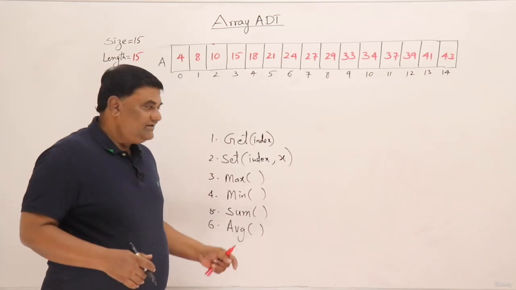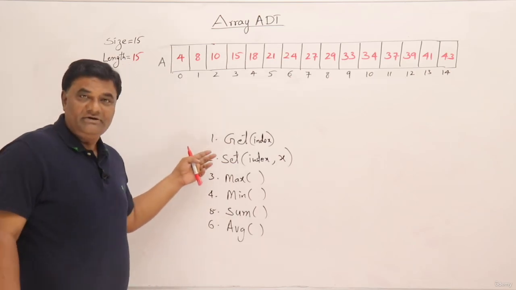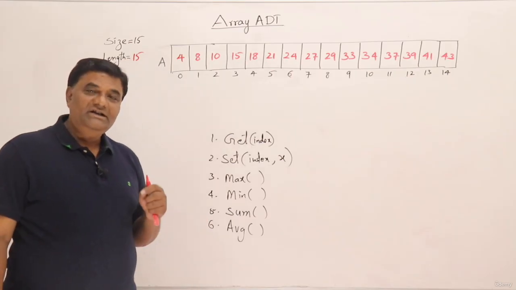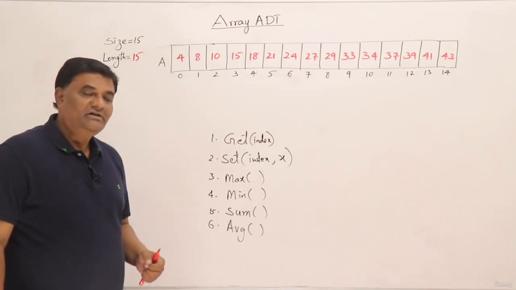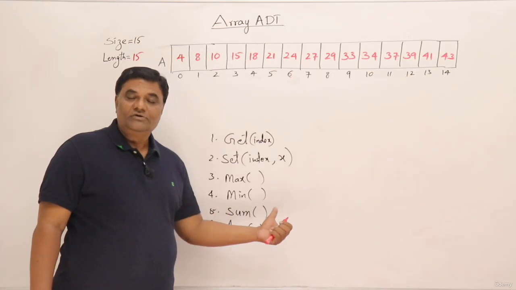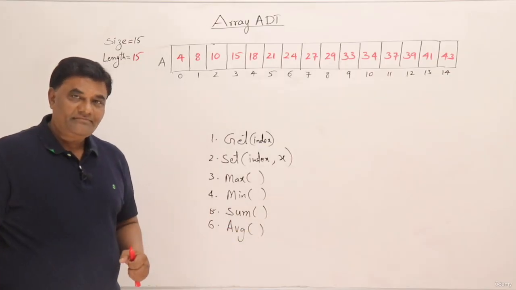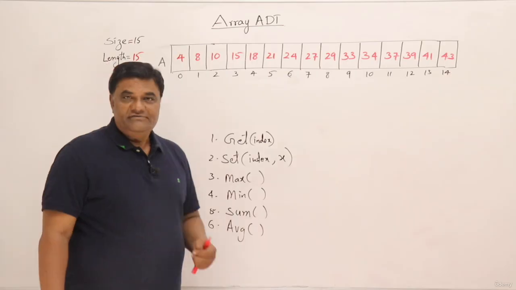In this video, we'll look at these operations. So that is get operation, set operation, finding maximum of all the elements and the minimum, that is smallest element in a list. Then we will find out how to find the total, all sum of all the elements, and also average. So let us look at these one by one.